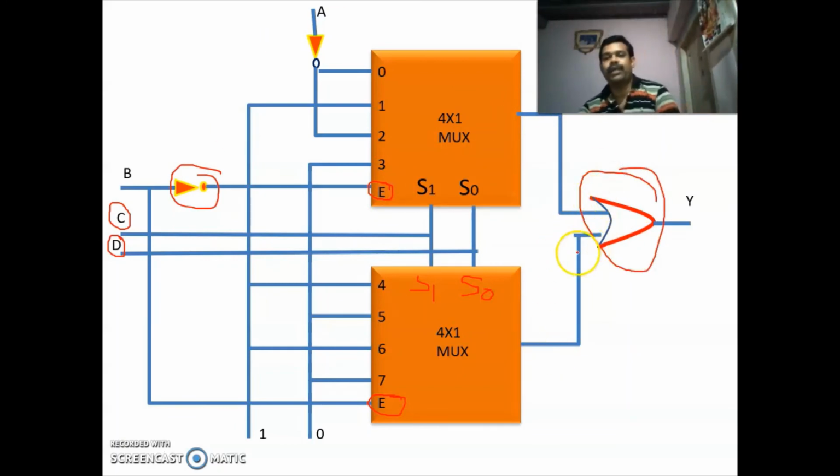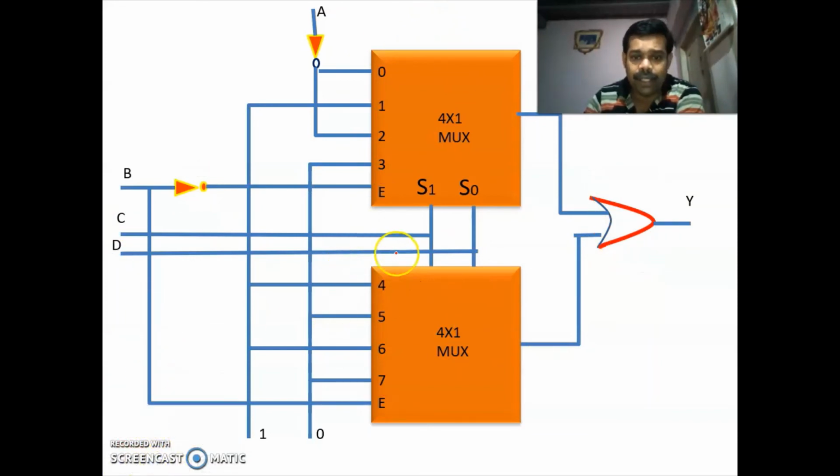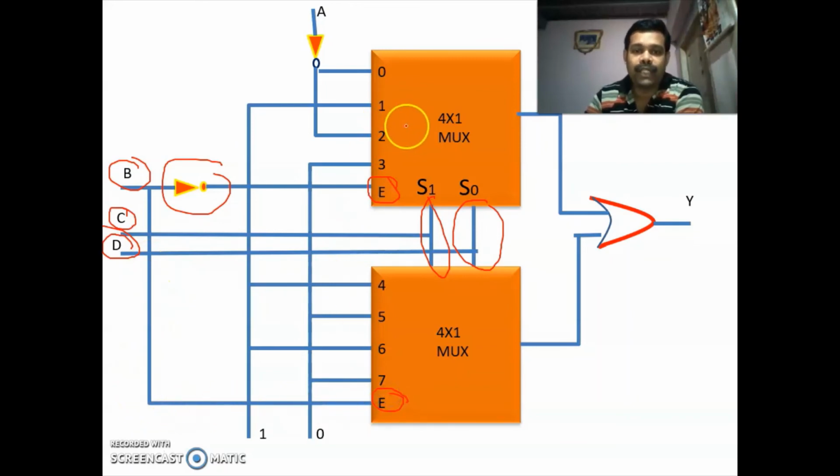So how are we drawing this? First we have to draw two 4:1 multiplexers. Then you have to interconnect these two select lines. For these select lines you have to give C and D inputs. Then you have one enable input. For the enable you have to give B. For the first 4:1 mux you have to invert that B and give it as input, and for the second one you have to directly give B. Then for the other corresponding inputs, this is D0, D1, D2, D3, D4, D5, D6 and D7.